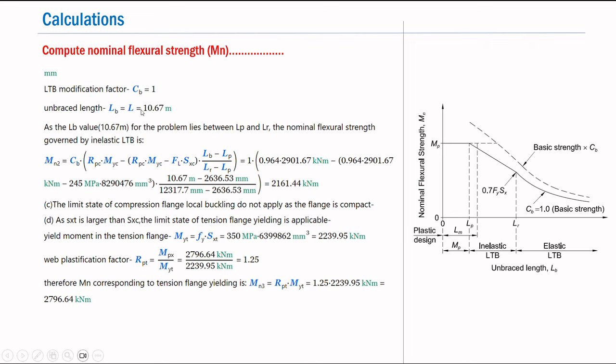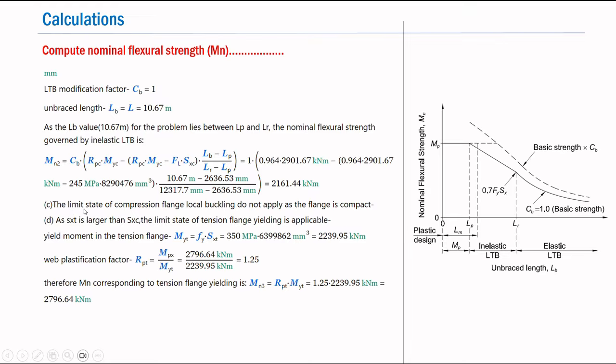So fine. So now we can readily proceed for the computation of the so-called nominal moment capacity based on the LTB as Cb into Rpc into Myc minus Rpc into Myc minus FL into Sxc into Lb minus Lp divided by Lr minus Lp, and this works out to be 2161.44.